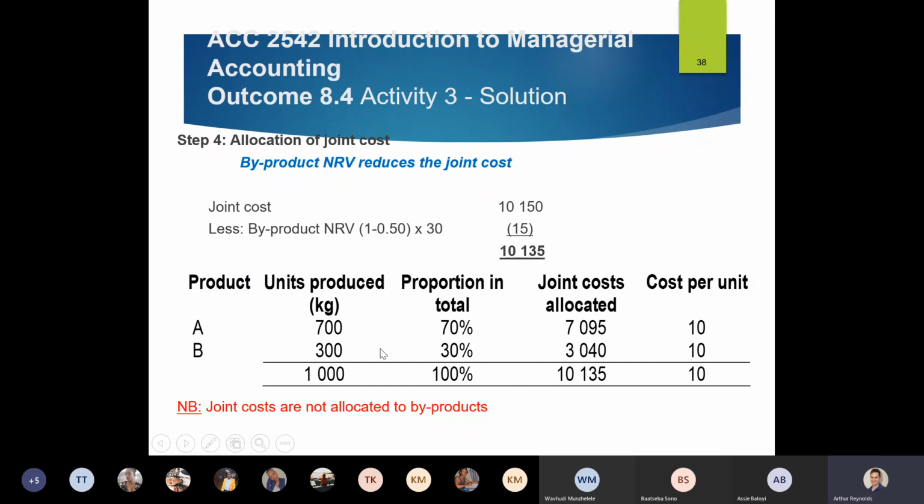With the physical measures method, we got 70 and 30% again. So instead of using the 10,150, we used the new total. We deducted the NRV of the byproduct and allocated accordingly, but in the same way. I didn't put this on for the sales value, but that's not really the point here. The key here is to know that you need to deduct this 15 Rand.